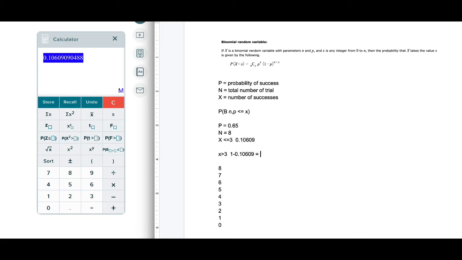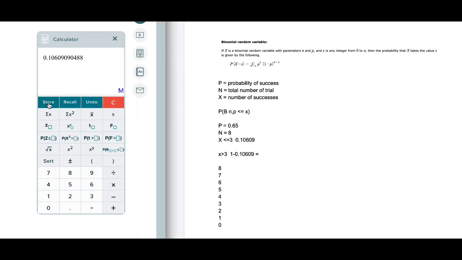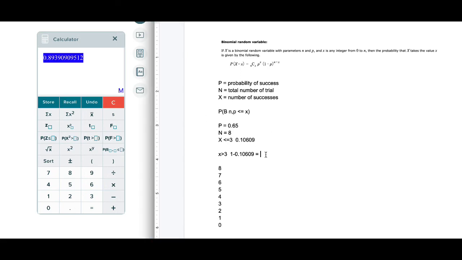1 minus that number, and we would get our answer. So I'm going to store this and clear it. And if I do 1 minus recall that number, my probability that I get a number greater than 3 is 0.8939. Which, if you think about that, again, we have a 65% chance of getting a success.